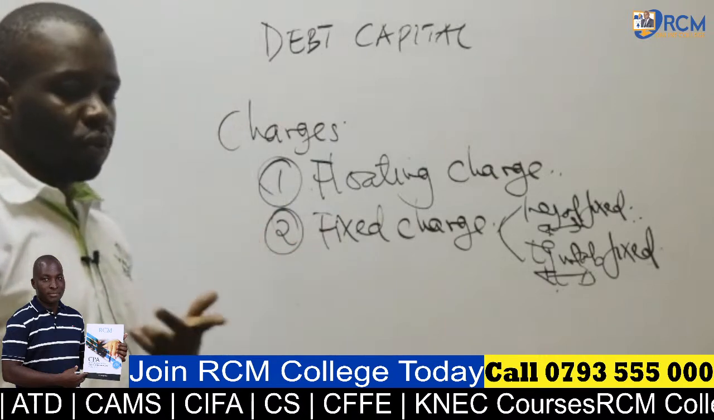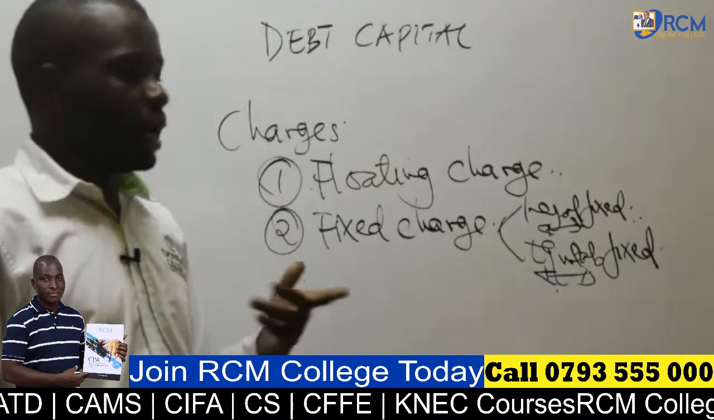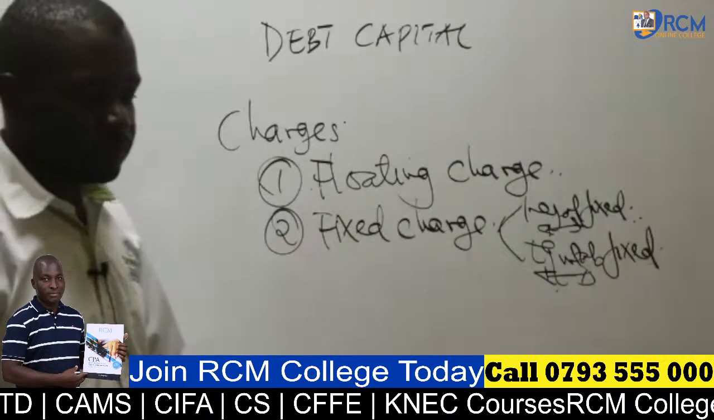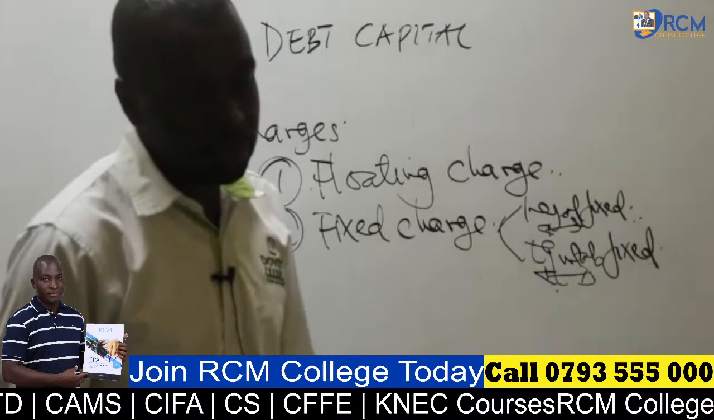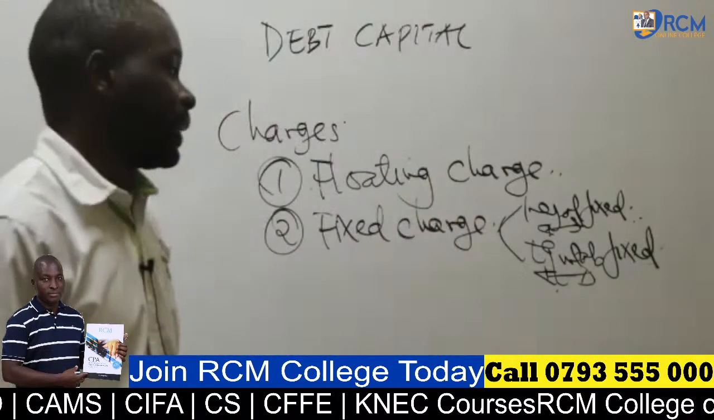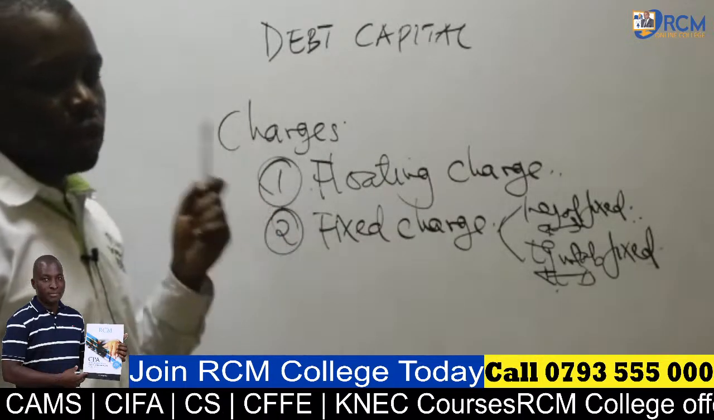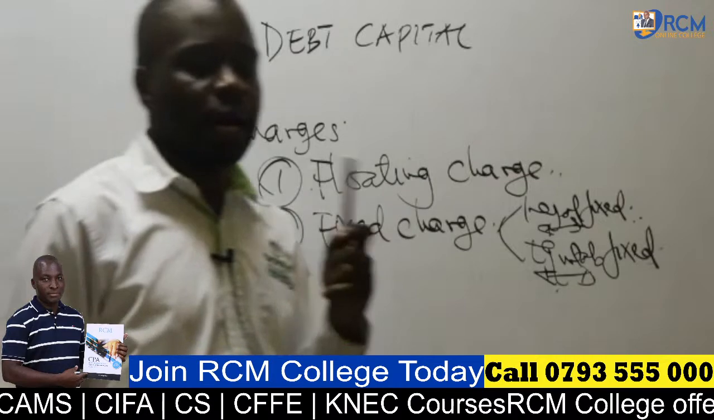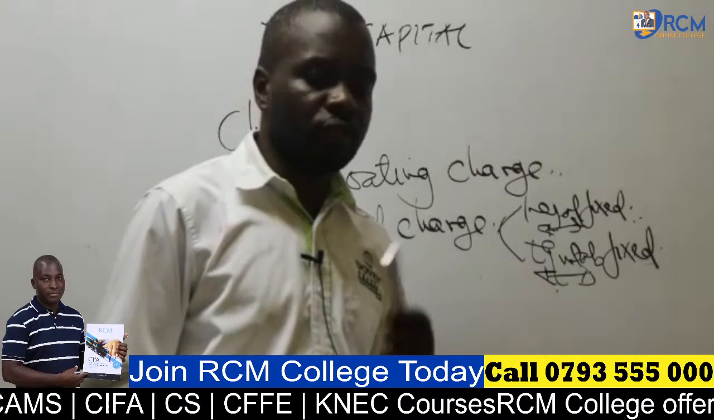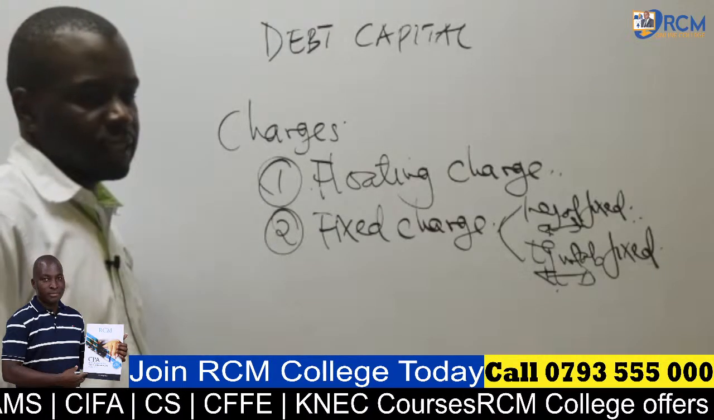Then we can have two of them. So we can have a legal, or we can have an equitable fixed charge. Then we have a floating charge. What do you mean by a floating charge? This one is now not actually really specific. This is basically how we define it. We say that a floating charge is a charge that hovers over an asset until there's actually an occurrence of an event that causes the charge to settle.